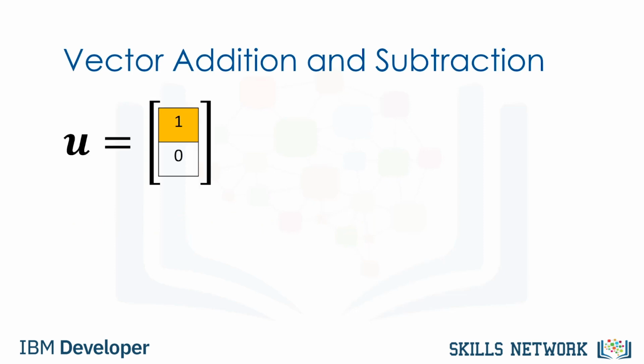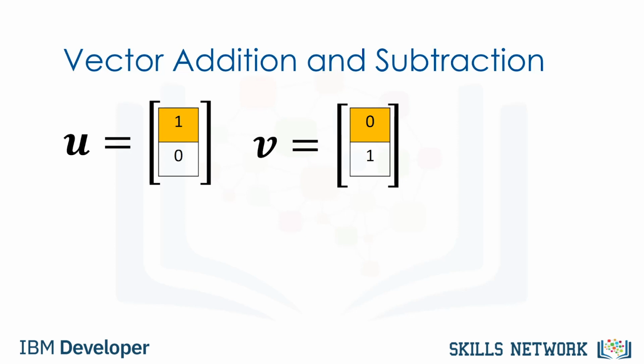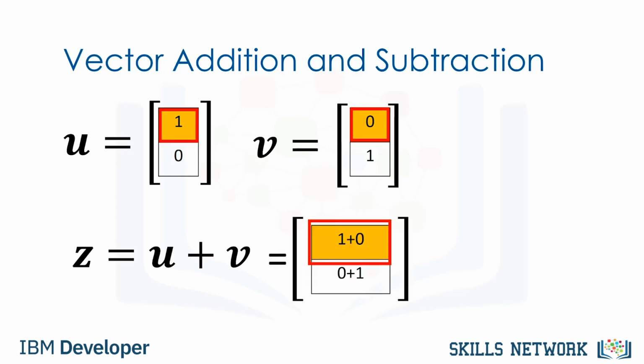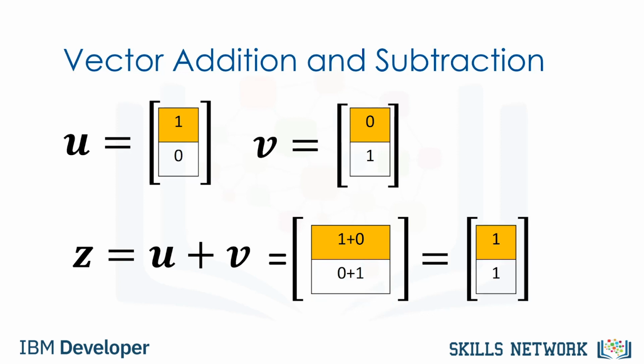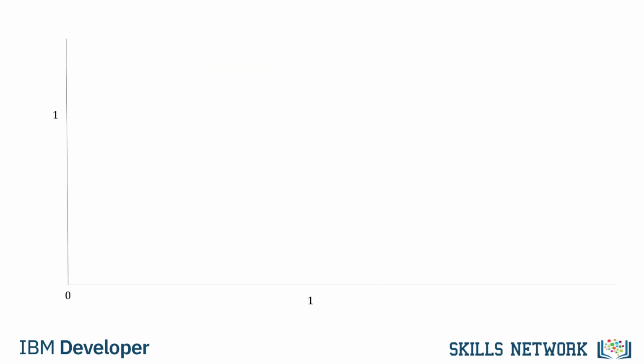Consider the vector u with 2 elements. The elements are distinguished by the different colors. Similarly, consider the vector v with 2 components. In vector addition, we create a new vector, in this case z. The first component of z is the addition of the first component of vectors u and v. Similarly, the second component is the sum of the second components of u and v. This new vector z is now a linear combination of the vectors u and v.